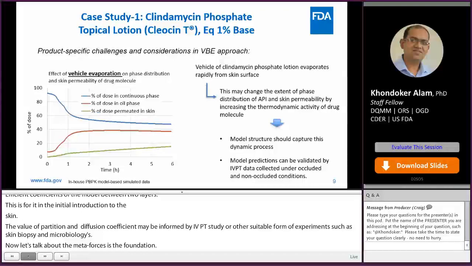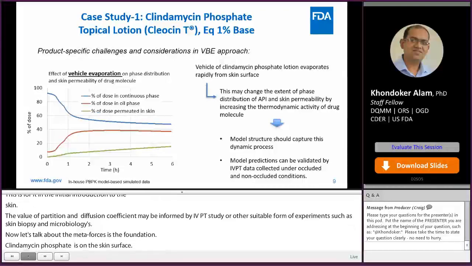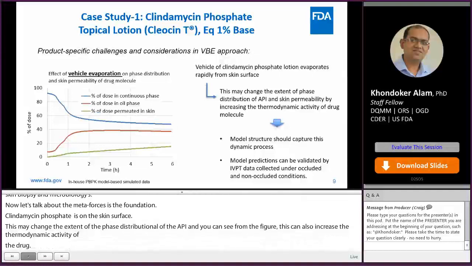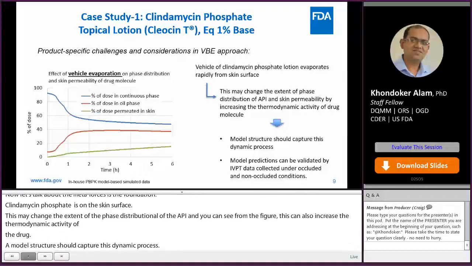Our model structure should capture this dynamic process, and to assess the effect of vehicle evaporation, we may conduct IVPT study under occluded and non-occluded conditions, and we can incorporate this data into our model, and the model's predictive performance also can be verified with this experimental data.